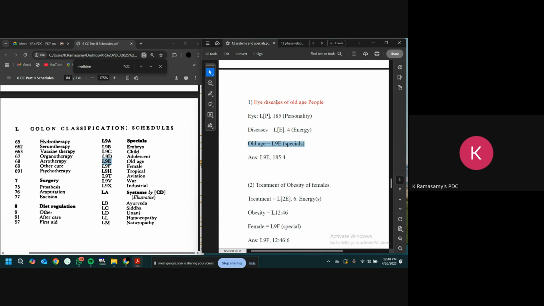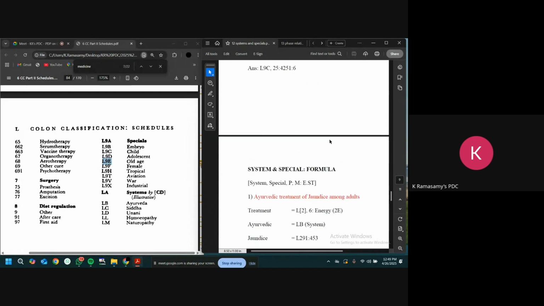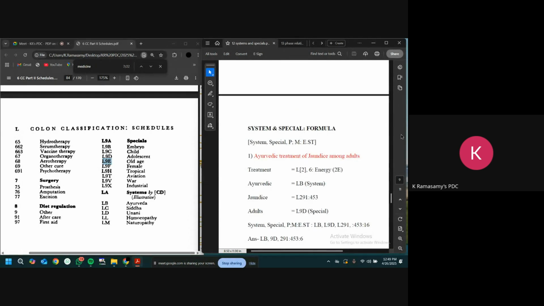What is the number for diseases? Colon 4 disease, I know very well. We leave it. What is the number for eye? 185. Just now I found out. Now I'm going to write the number. Special number L9E, comma, personality 185. Special, comma, personality. Then M is not there. Then E is there, colon 4. So the special system we have seen. For example, the same title, both system and special come together.